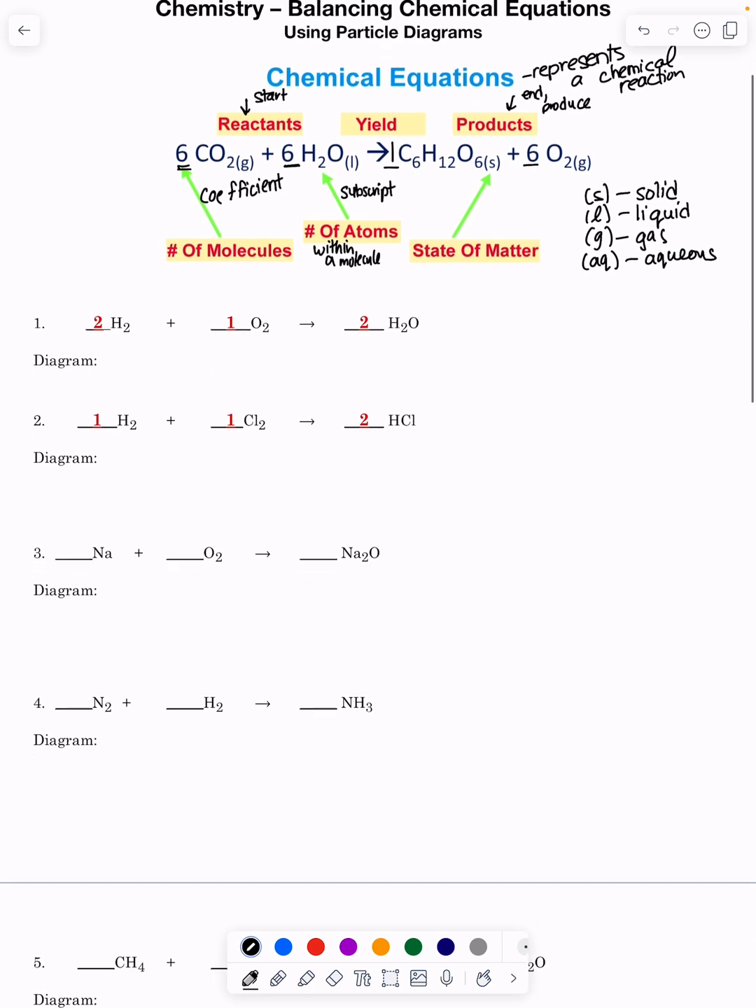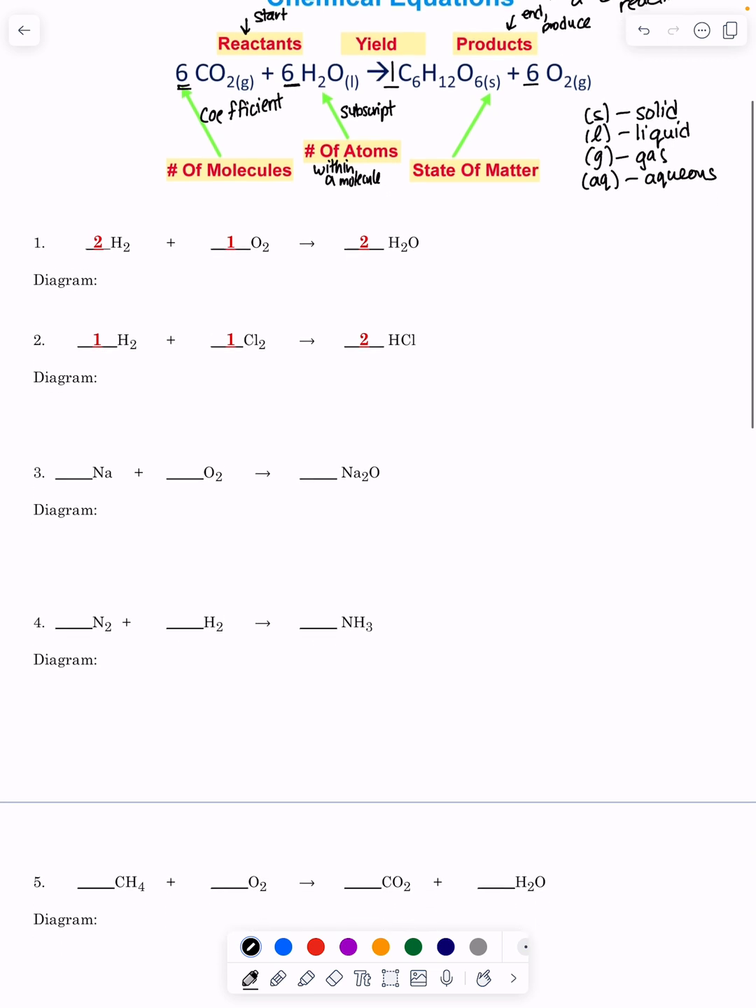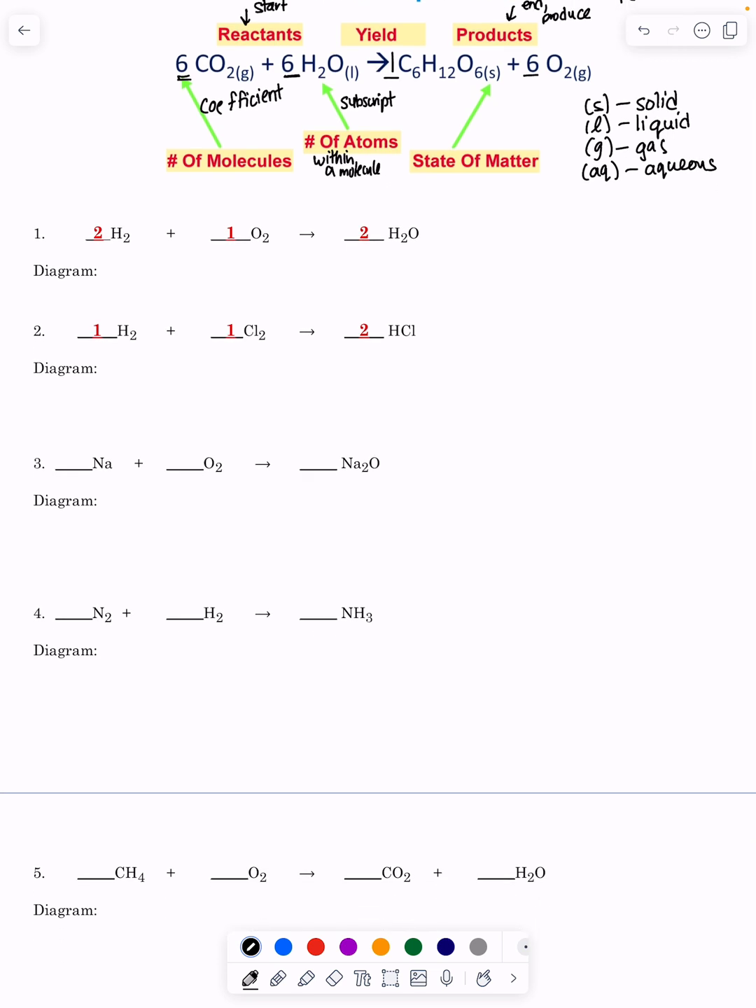All right, so let's look at other balanced chemical equations and how we got there. So the first 2 equations here are already what we call balanced. Balanced means we have an equal number of atoms on both sides of the reaction. So let's see how we got that with these numbers. And this is what's called balancing an equation.